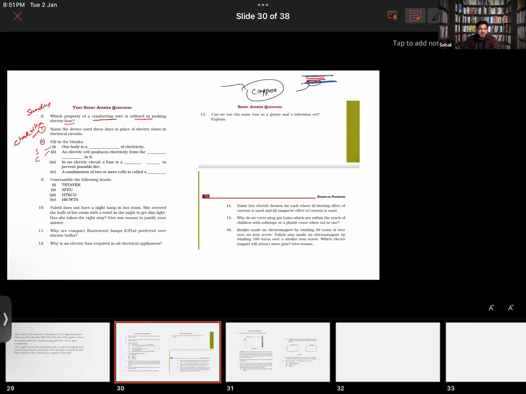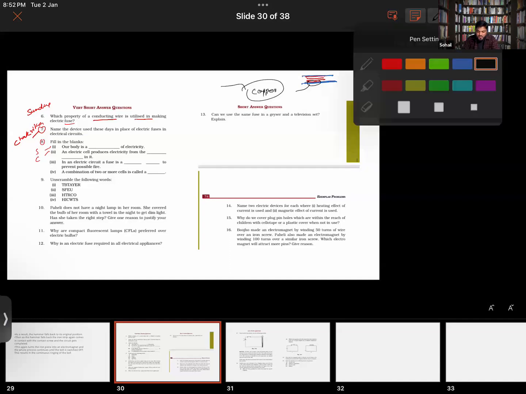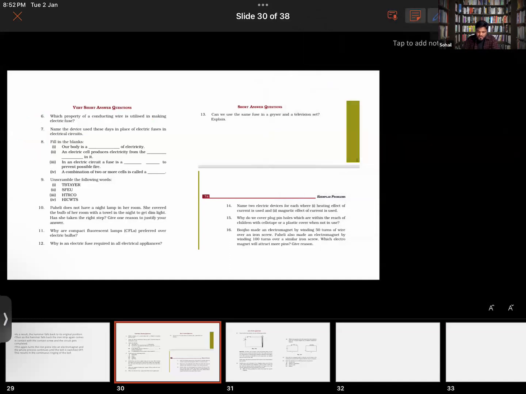But the main point we need to take care of is that an electric fuse should have a very low melting point. Why? Because if I use a thicker wire, it will have a higher melting point. But if I use just one strand of copper wire, it will have a lower melting point. Did you get it? Yes, sir, I got it.